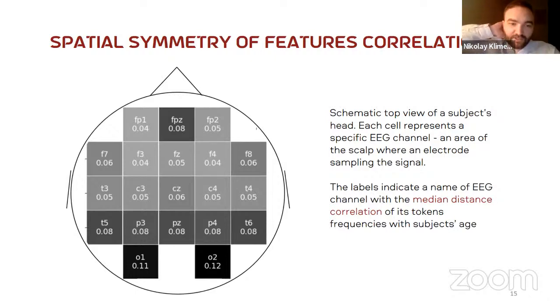And the interesting thing is that these values have spatial symmetry. We have a left-right side symmetry. And the model was able to reconstruct it, because the model didn't know anything about how those channels are located, how they are interlocated, or how they are connected to each other. So for us, it's another proof that our model was able to capture some nature of the data and some meaningful features.